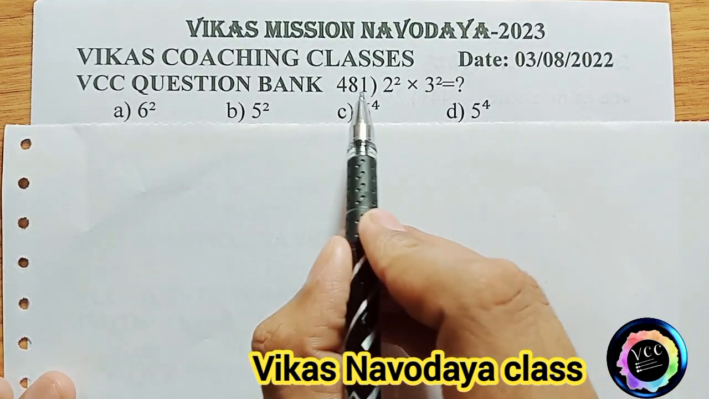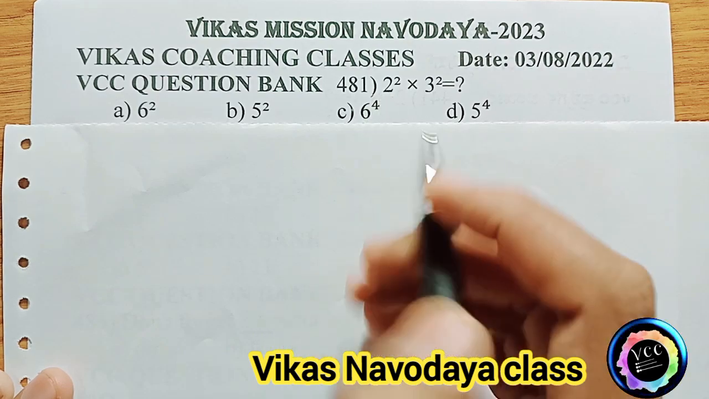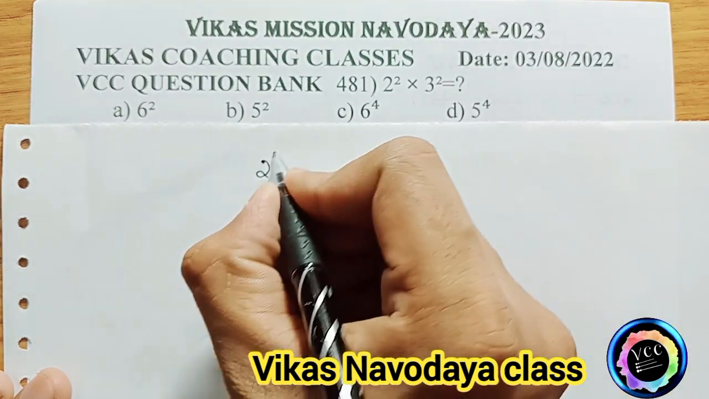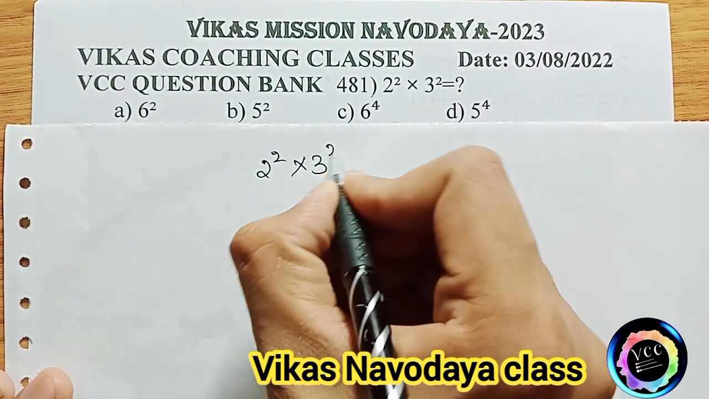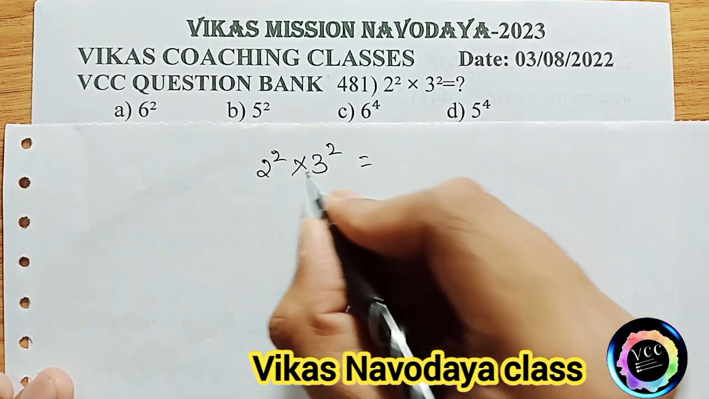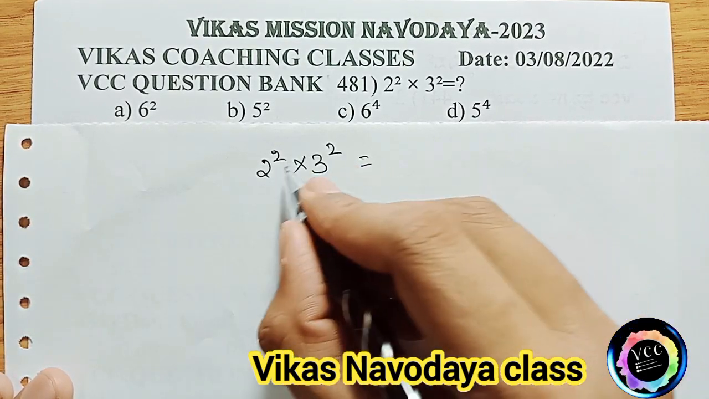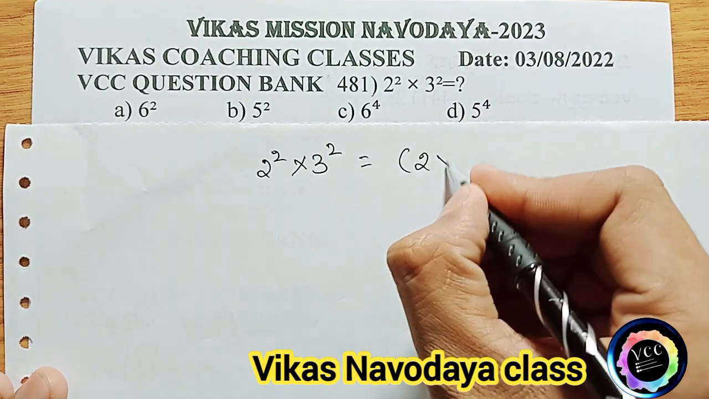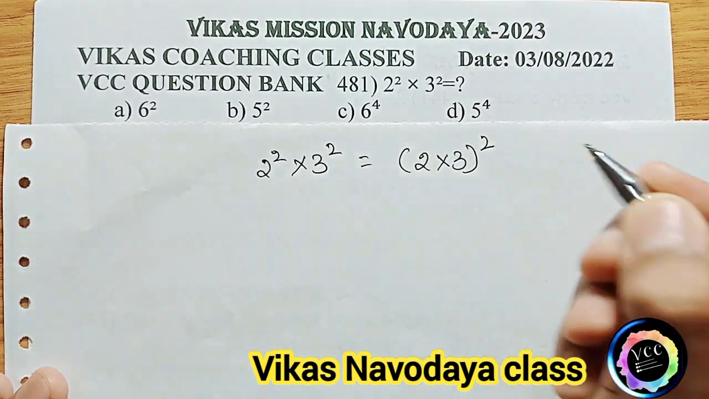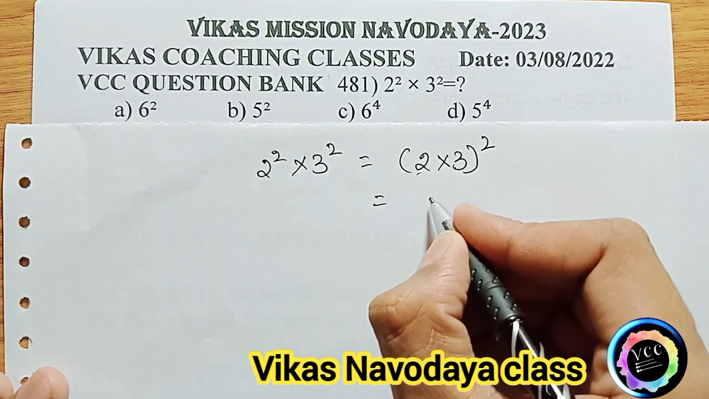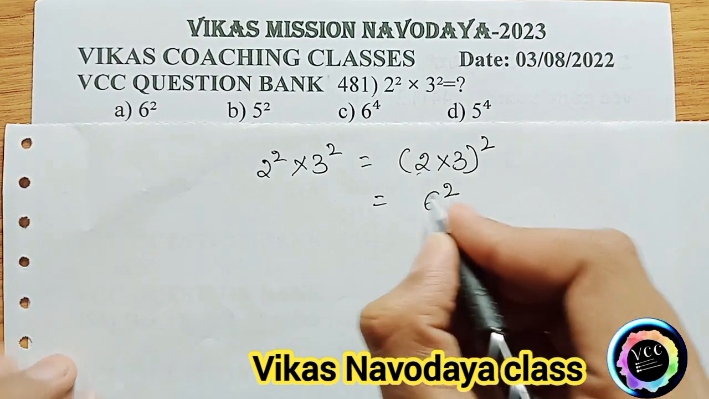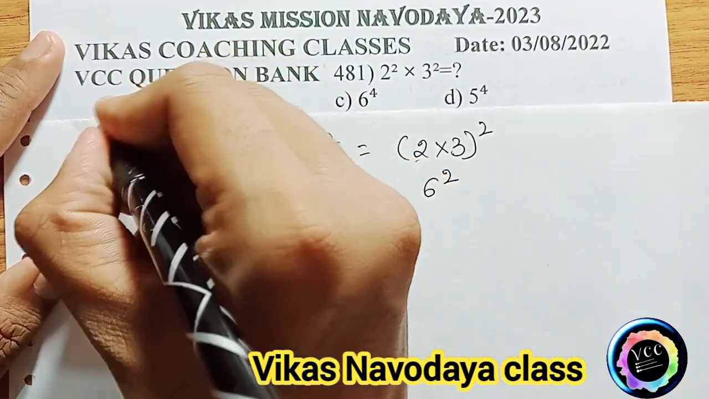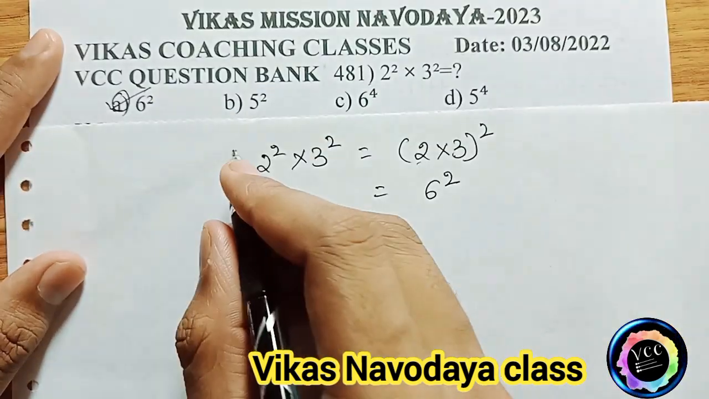VCC Question Bank, question number 481. The question is 2 square into 3 square. Here, we have to note that when the powers are same, then we have to multiply the bases, that is 2 into 3 to the power 2, which would become 2 3s are 6, 6 to the power 2. Then the right option would be option A, 6 to the power 2 is the right answer.